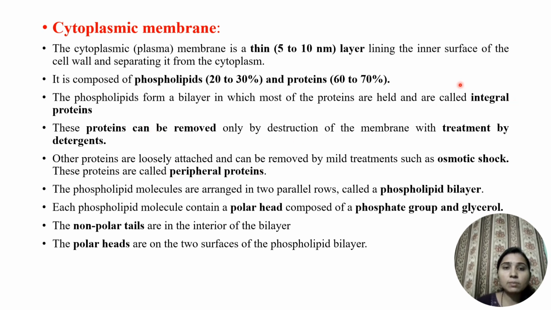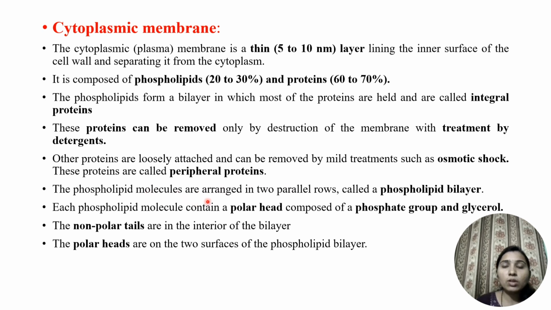So what is the integral protein? The phospholipids form the bilayer, in which most of the proteins are held inside that phospholipid bilayer, and these are called integral proteins. To remove this protein, we can give a treatment by detergent, and then we can remove this integral protein. The other proteins are loosely attached and can be removed by mild treatment, such as osmotic shock. This protein is called the peripheral protein.